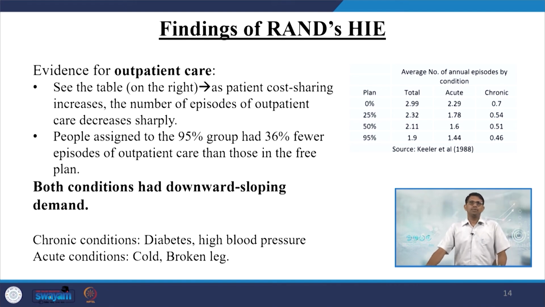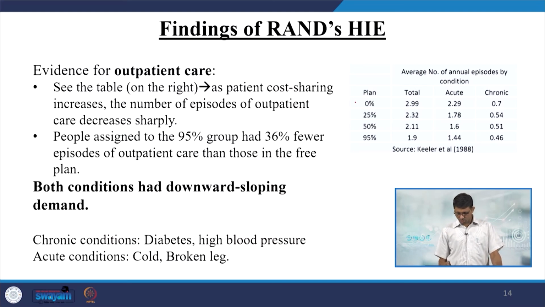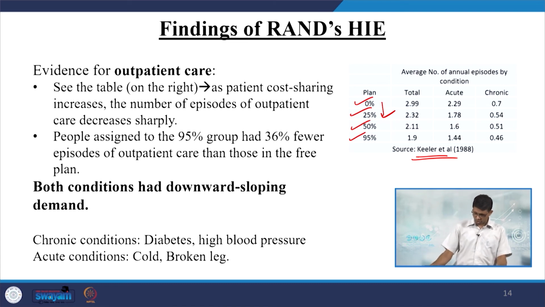So, here we are referring to their experiment and outcome evidence from outpatient care particularly. As patient cost sharing increases, you can see here the cost sharing of 0%, 25%, 50% and 95% as per the findings of Keeler et al. When the cost sharing increases, it is quite obvious that the annual number of episodes or consultations is lower.